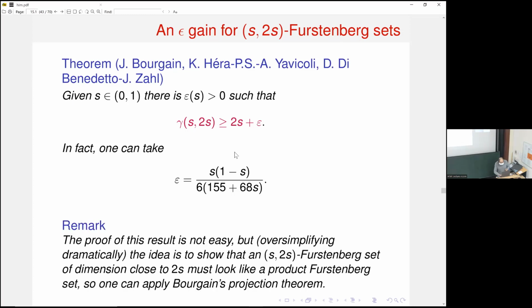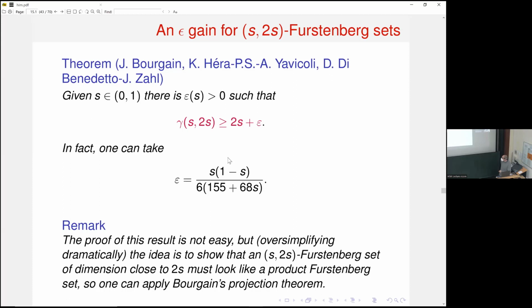So this is not easy. I mean, you can imagine that it took two Fields medalists and Nets Katz, who is also very smart, to get this for classical Furstenberg sets. And then what we did, and what Di Benedetto and Josh did, is not trivial, but it's building on the ideas of Katz, Tao, and Bourgain. So this is not easy, but on the other hand, it is crucial that T is 2S.